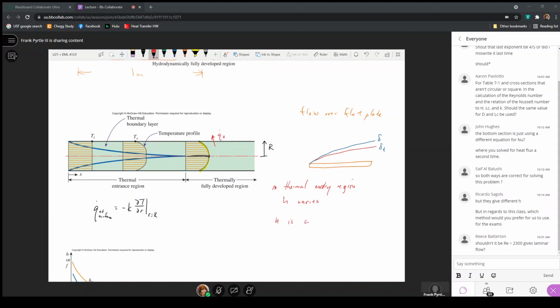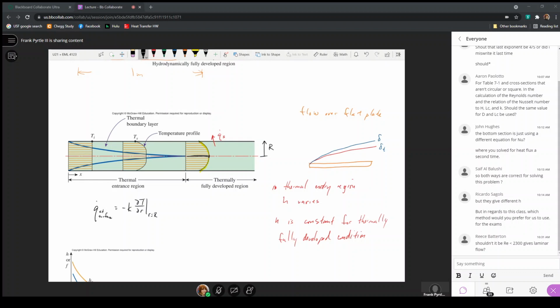H is constant for the thermally fully developed condition. And the reason we know that is because if I continue with the definition of this heat flux at the surface, this heat flux at the surface is minus k dT/dr.